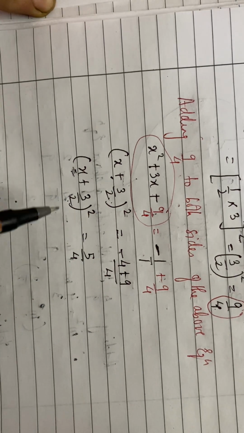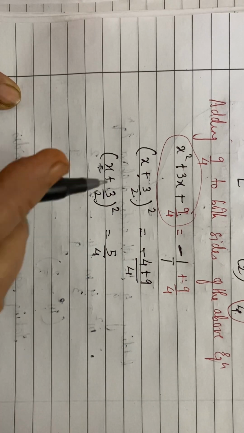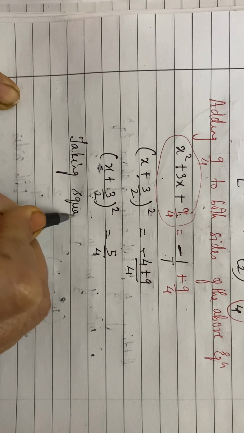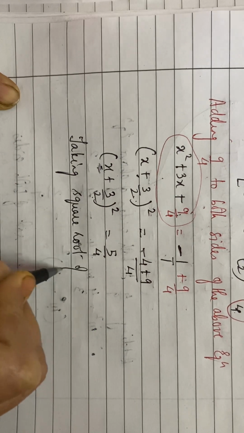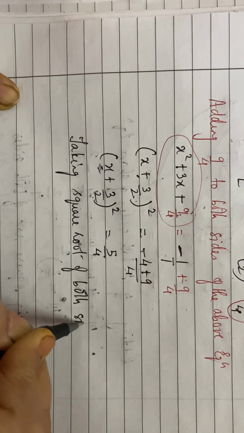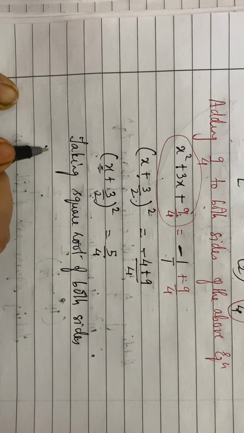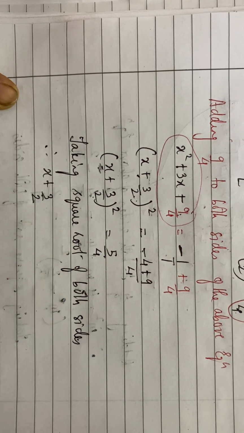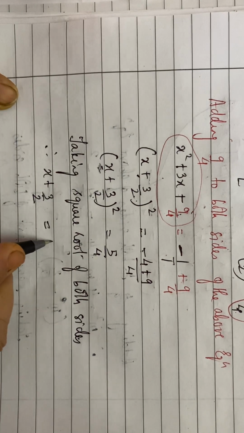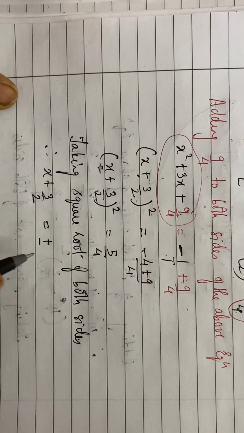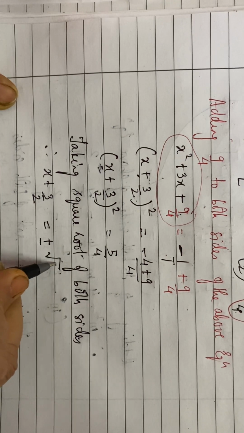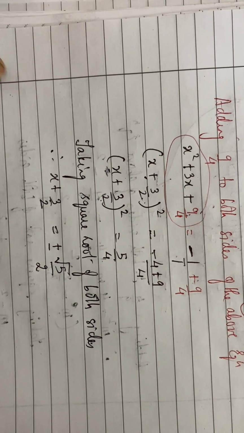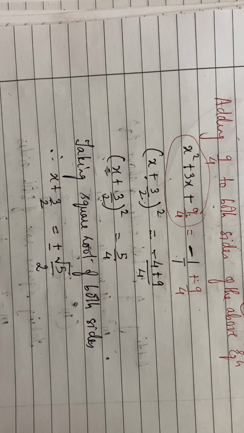So for that purpose, we take square root of both the sides. Taking square root of both sides, you will get x plus 3 upon 2. Square root of this number will give you x plus 3 upon 2. And here you will get plus or minus root of 5 upon 4. So square root of 5 is root 5 only, and that of 4 will be 2. So plus or minus root 5 upon 2 you will get.